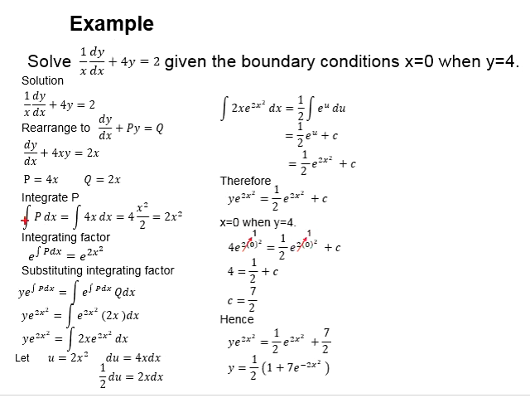Your next step is to integrate the p over dx. The p you obtain is 4x. Integrating it, you get 2x squared. Now you have to produce the integrating factor, e to the power of the integration of p dx. The integration of p dx you obtain from here, which is equal to 2x squared, to be substituted into the function here.